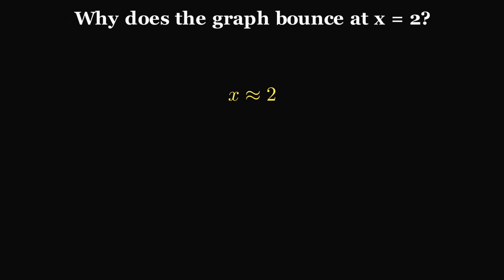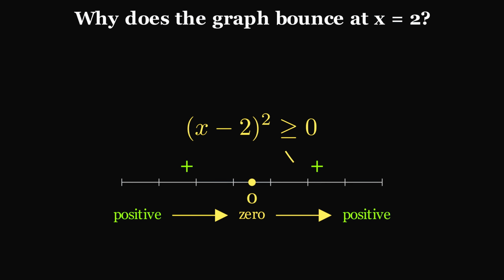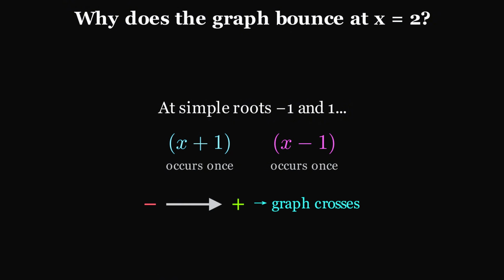Near x = 2, the factor (x − 2)² is always 0 or positive. Its sign does not change when x passes through 2. So the whole polynomial reaches 0 there without switching from positive to negative or from negative to positive. At the simple roots −1 and 1, the corresponding factors occur only once. Their signs change as x passes through the root, so the graph crosses the axis.